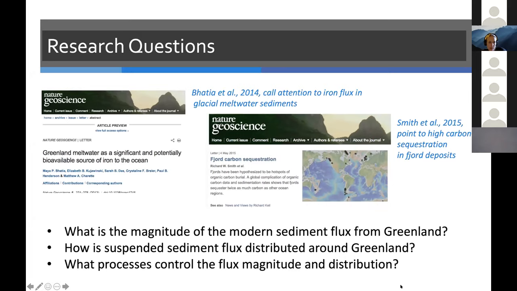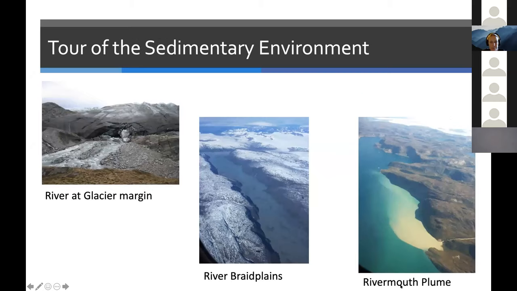And so we set out thinking about magnitudes of modern fluxes, but then also some of the sink and trapping into the fjords.